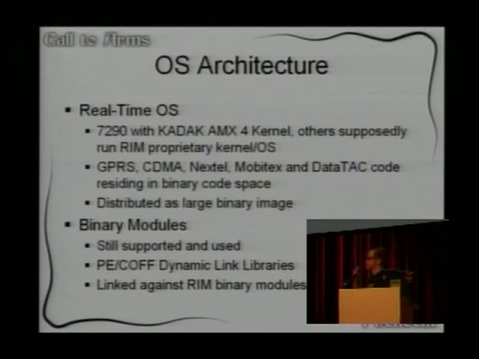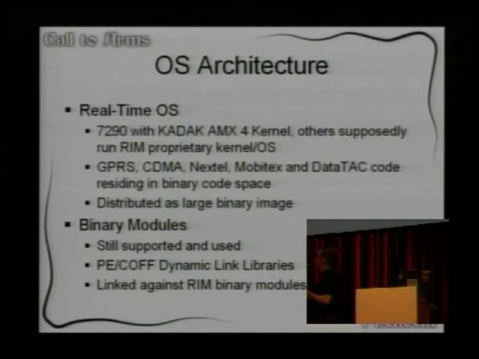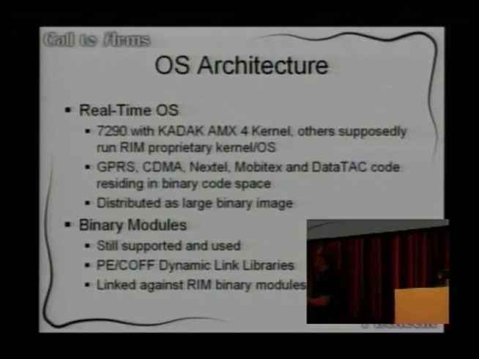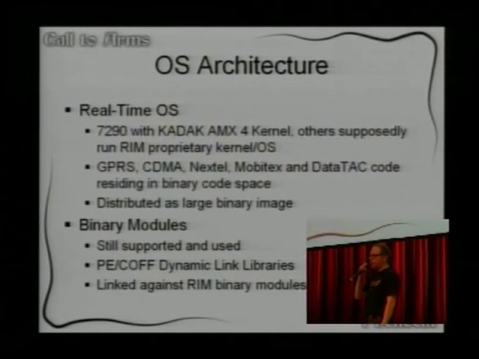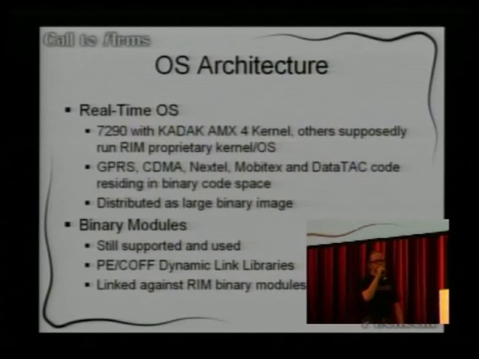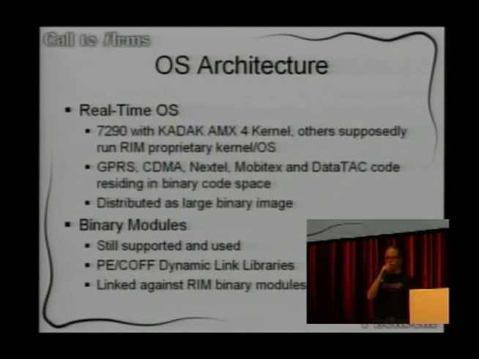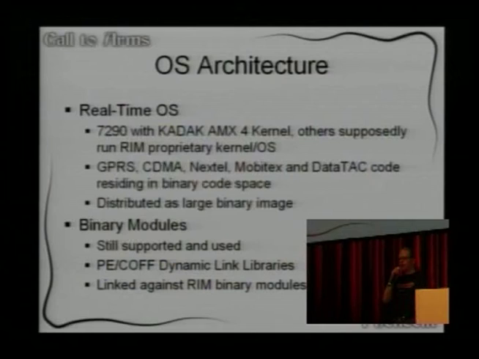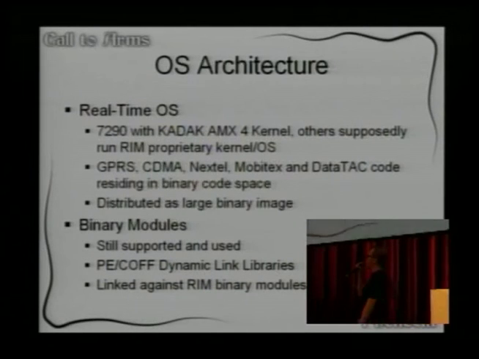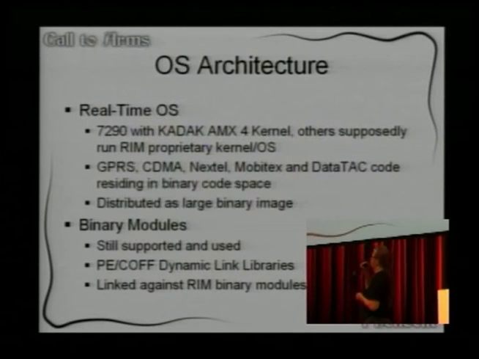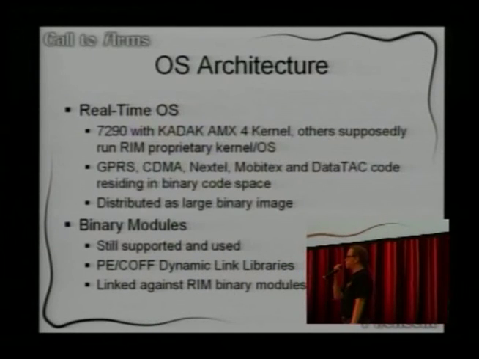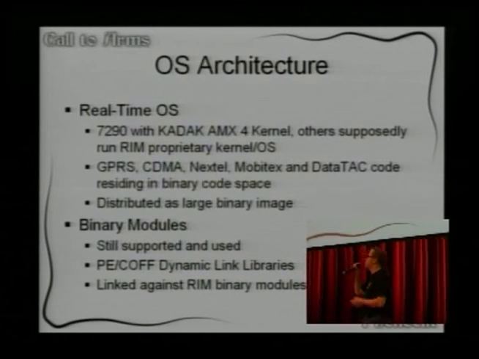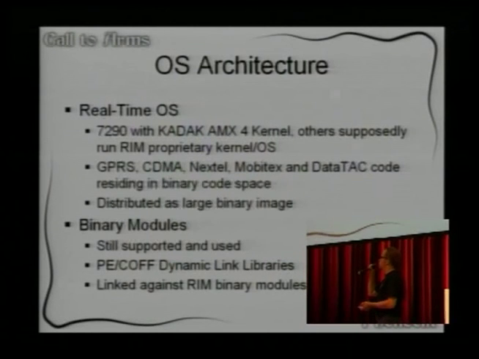The OS architecture is really interesting. On the 7290 that we played with, we actually found a CADEC AMX4 kernel. This is a commercial real-time operating system. There are many of them out there, and they've really never been audited. So it's a green land for everyone who likes reverse engineering. So it's a CADEC kernel. Supposedly newer devices actually run other kernels, but we only checked on a 7290. It's the most widely used here in Germany.